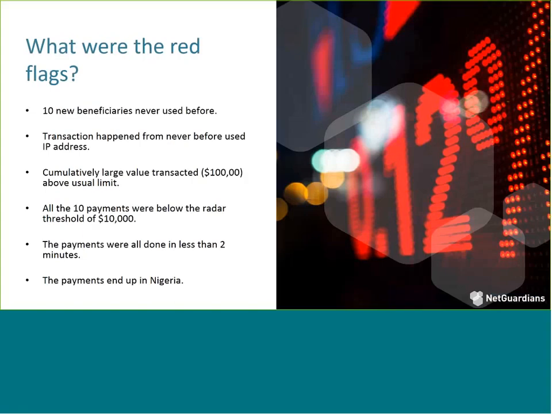So the red flags were these, when they reviewed the case during the fraud investigation process, when the customer complained and the bank was doing its forensic research. What did they pick out? From those payments, there were 10 new beneficiaries that the customer had never transacted with before, the transactions happened from a new IP address, and cumulatively the transaction value was $100,000. However, that is a cumulative value. On a single individual transaction, we can say between 0 and 10,000 to make up the 100,000. Therefore, this is just below the radar threshold of 10,000 for each payment.